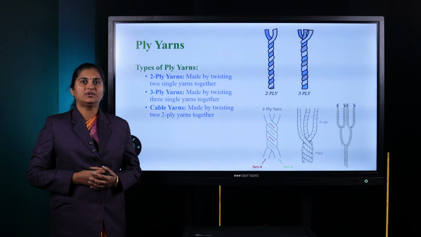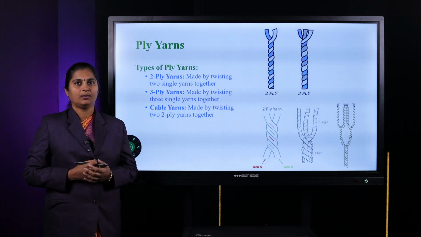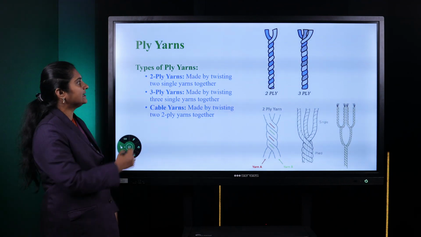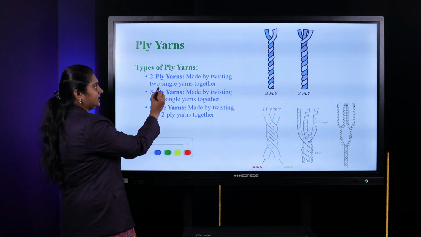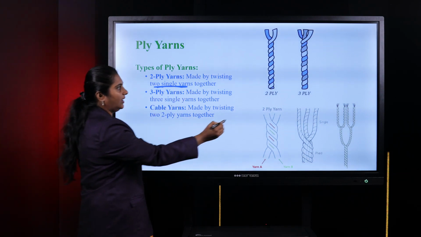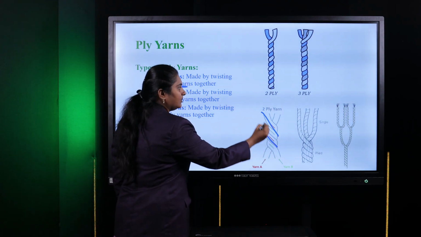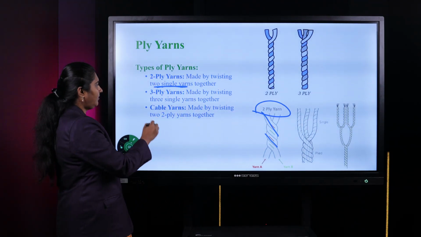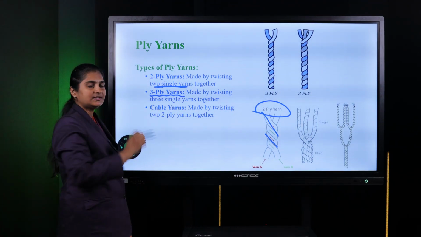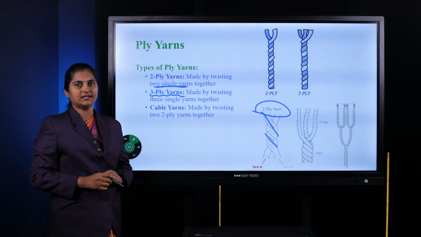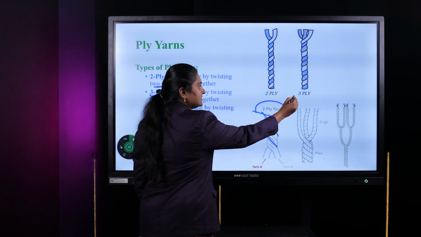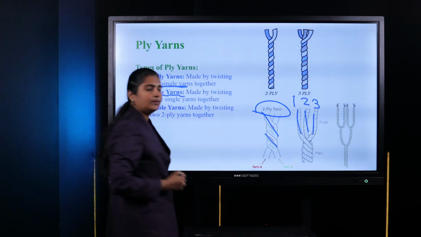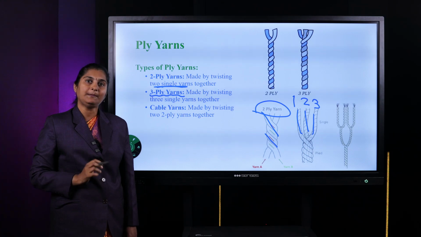Now we shall move on to discuss the examples of ply yarns, which include 2-ply, 3-ply and cable yarns. 2-ply is made by twisting two single yarns together. So here we have two single yarns which are twisted together, so we form 2-ply yarn. Then we have 3-ply yarn. This is made by twisting three single yarns together, wherein you can see this is the first single yarn, second yarn and third yarn. All the three yarns are twisted together and we get a 3-ply yarn.